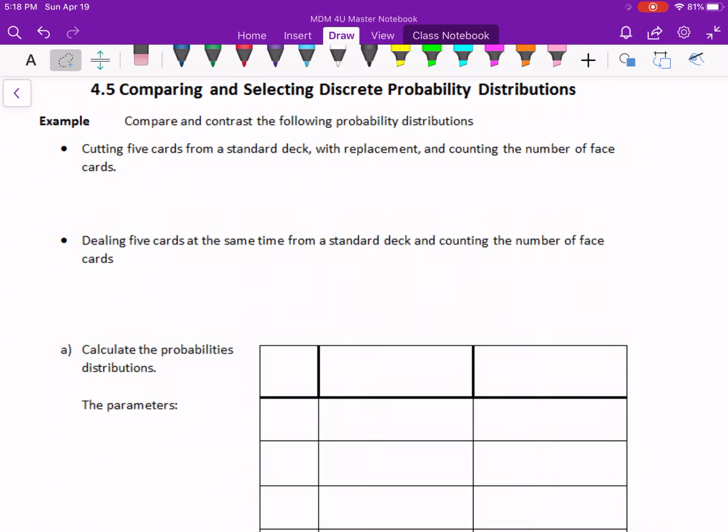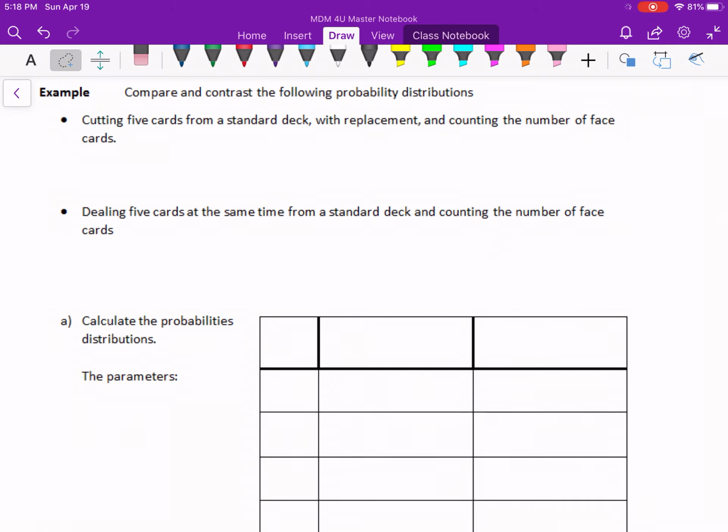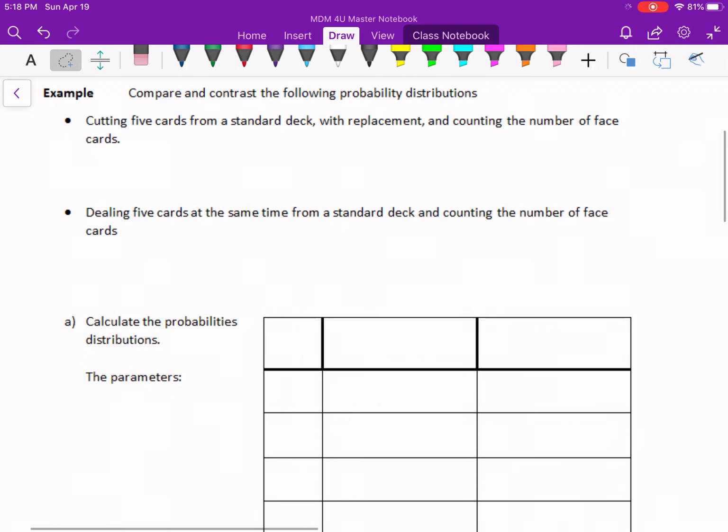This is the last lesson in Unit 4, Probability Distributions. And we're just going to compare a couple probability distributions and sort of wrap things up. So let's start with an example. Compare and contrast the following probability distributions.